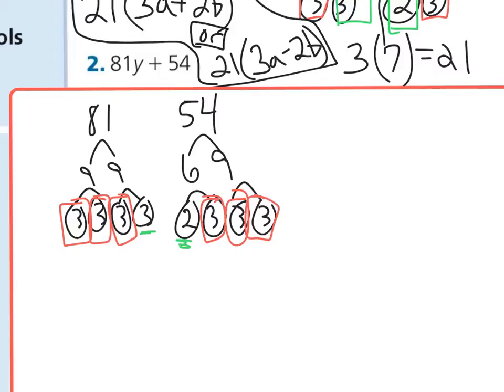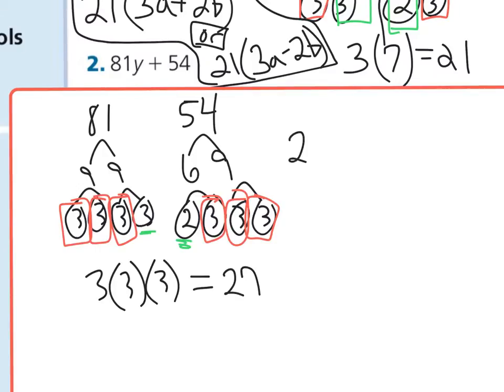So if we look at this, 3 factors of 3, so we could do 3 times 3 times 3. So 3 times 3 is 9 times 3 is 27. Good. Okay, so 27 is going to be the number that we're going to be factoring out here.